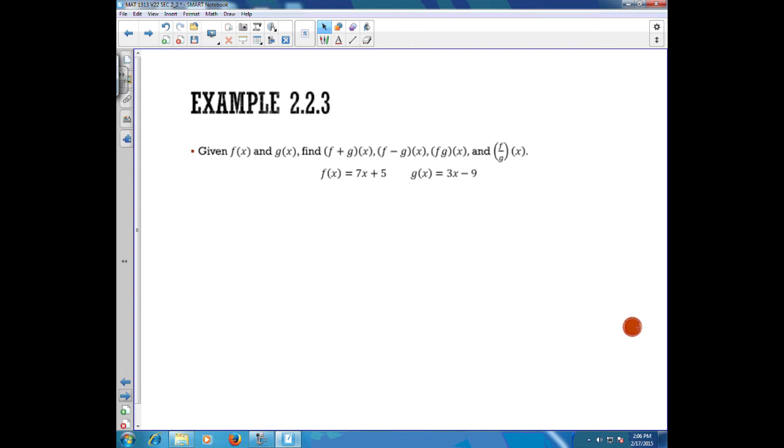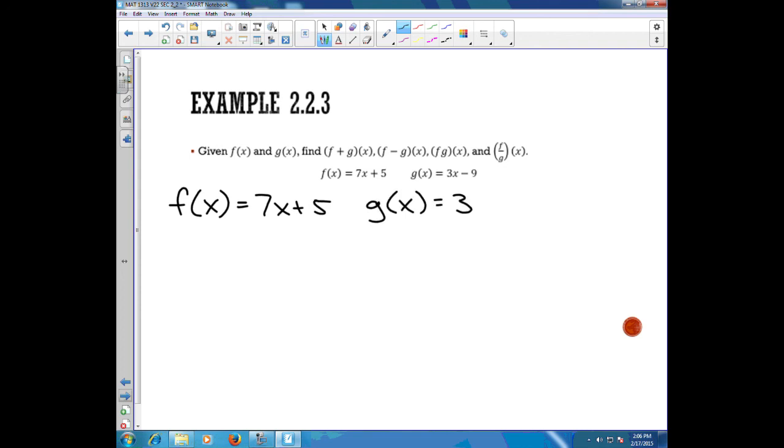So, given f of x and g of x, let's just determine these functions. We've got f of x is 7x plus 5. g of x is 3x minus 9. We first want to find f plus g of x. Well, f plus g of x is going to be f of x plus g of x. The brackets in the next part will be unnecessary. I'm just using them to show you where the pieces go.